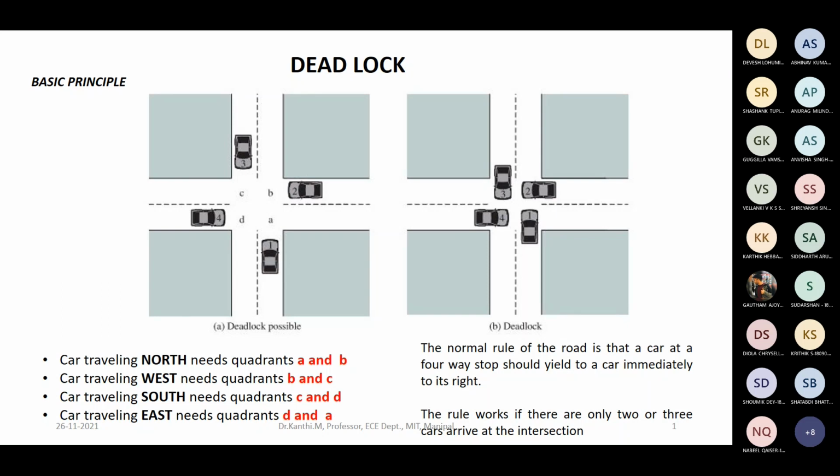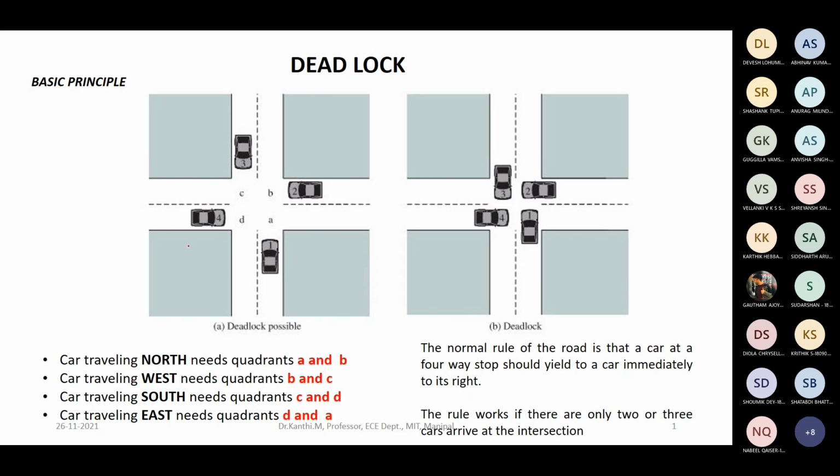Normally, whenever resources are shared between different processes, a situation can occur due to which nobody is able to avail the resource. That is deadlock. We can see a picture here of a traffic junction. Let us see the basic principle of deadlock.